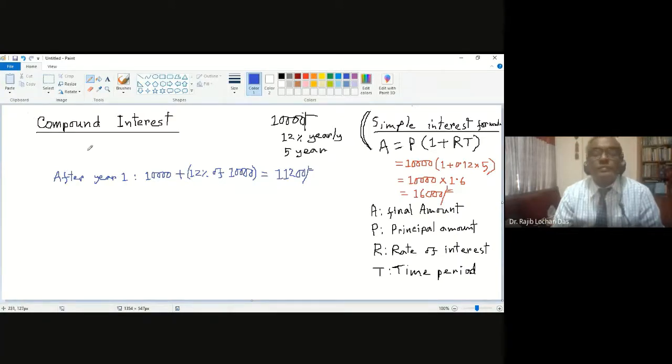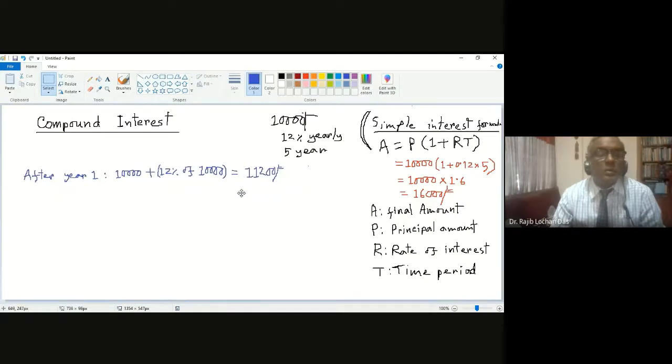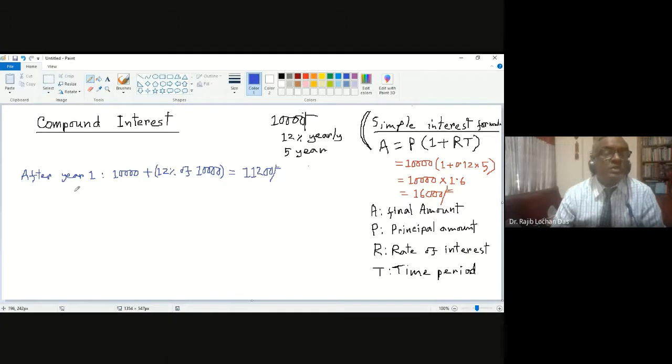Is that clear? Yes, sir. Do you understand my point? Do you understand what I am doing now? Yes, sir. So after second year, after the year 2, after the year 2 means after second year.